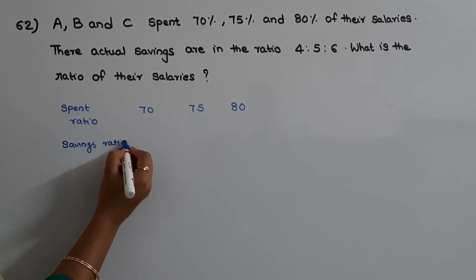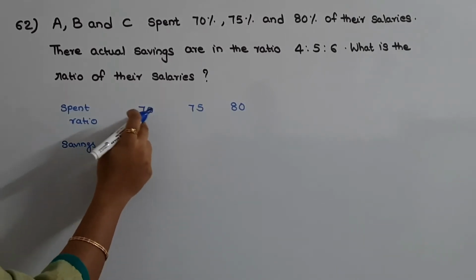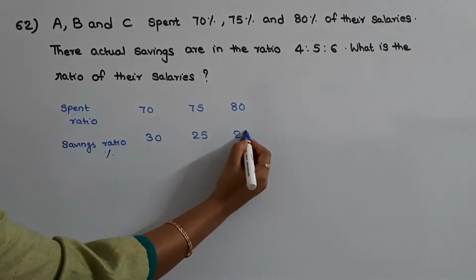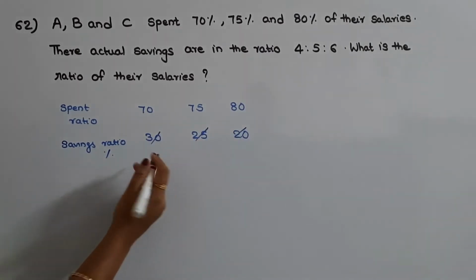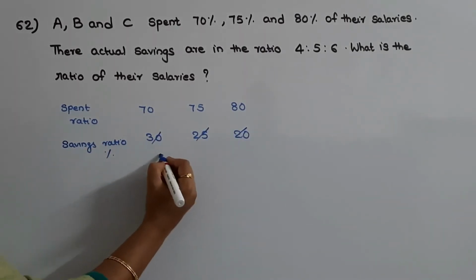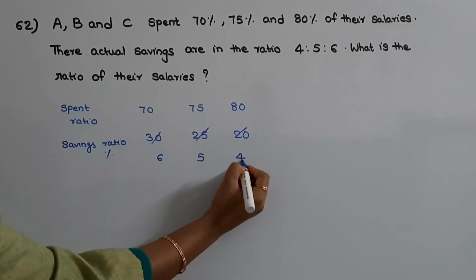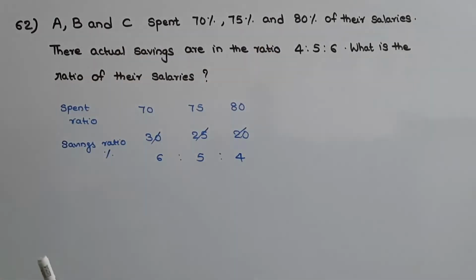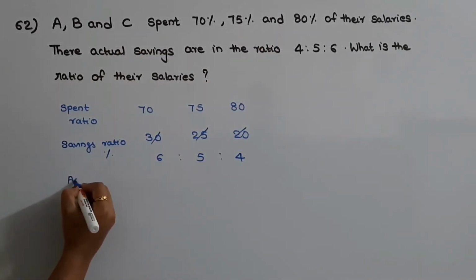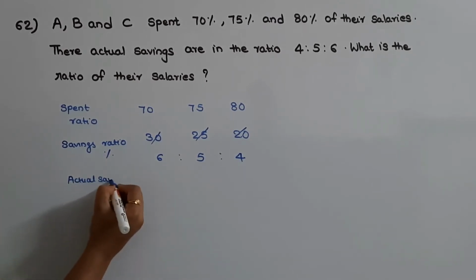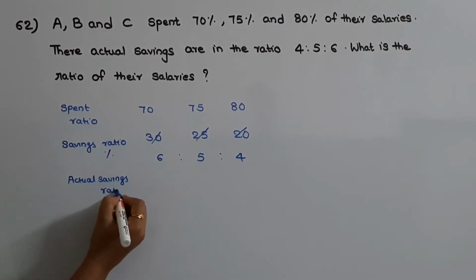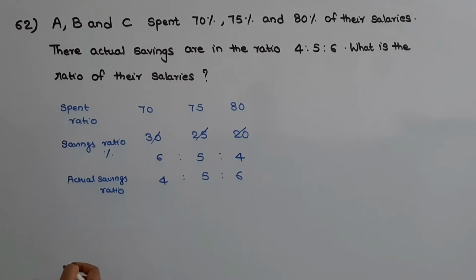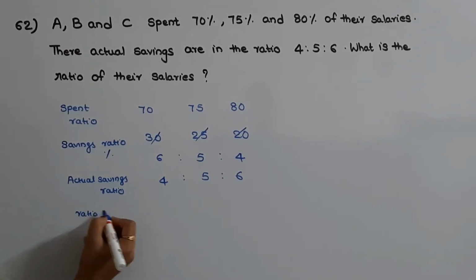So if the spend ratio is 70:75:80, then what will be the savings ratio in terms of percentage? This will be 100 minus 70, that is 30. This will be 25 and this will be 20. Now on simplifying this, we will get the ratio of the savings in terms of percentage as 6:5:4. Now the ratio of the actual savings is given as 4:5:6. So the actual savings ratio is 4:5:6. So we need to find out the ratio of the salaries.